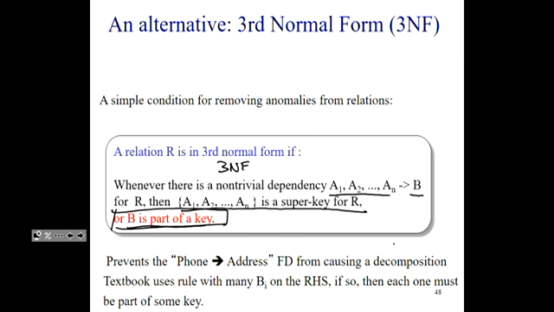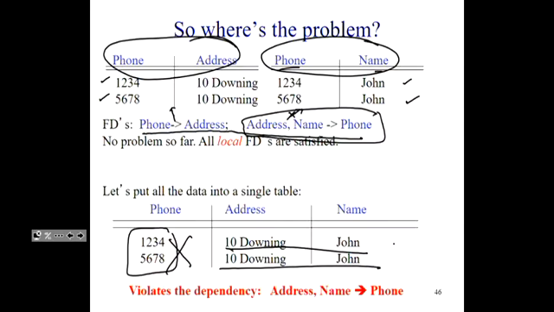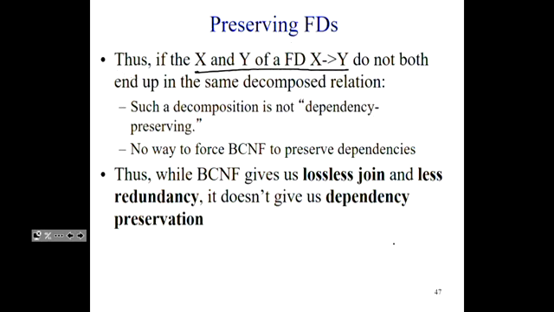So for example, the phone implies address functional dependency will not cause a decomposition because, wait, hang on, sorry, the address is part of a key, right? So if you go back to this example, you had address name implies phone, and because of that address is part of a key, so the phone implies address functional dependency will not cause this to be decomposed via 3NF, but it's still decomposed via BCNF.